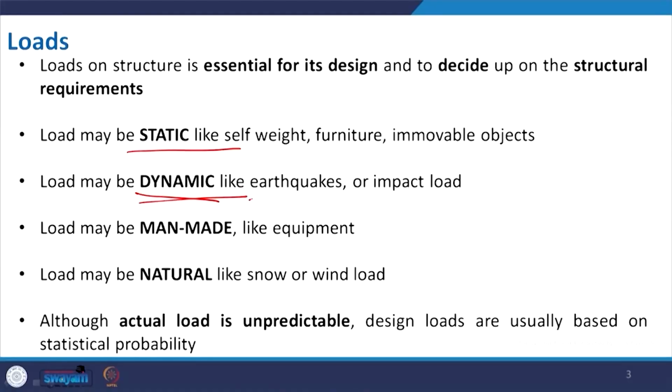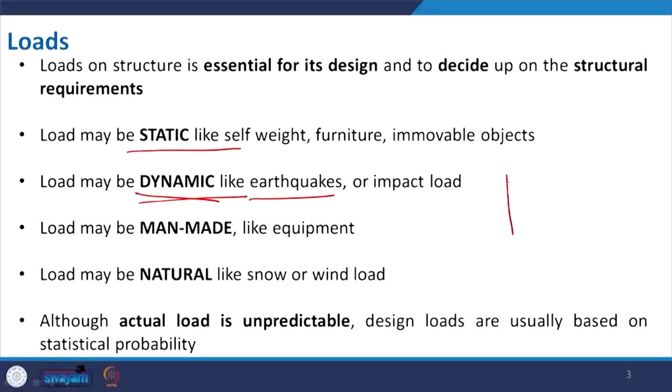Say for example the earthquake. We all know the earthquake is a certain jerk which will be random in nature and will have different frequencies. The moment it starts and then slows down, there will be some aftershocks. We will discuss that in upcoming slides. So this is dynamic in nature.